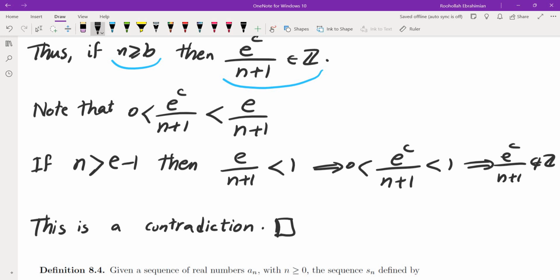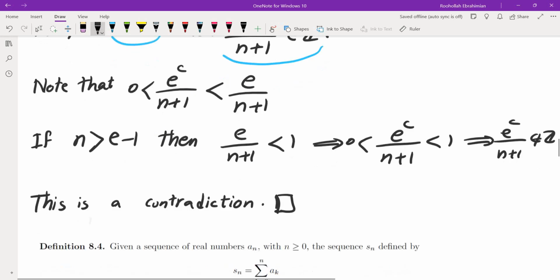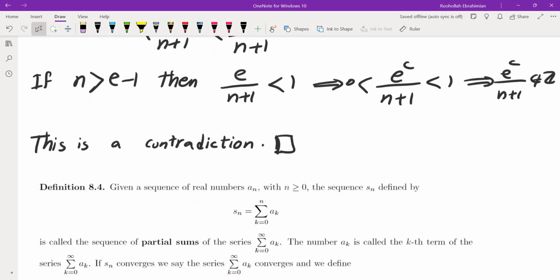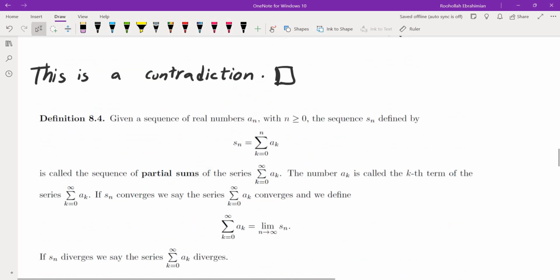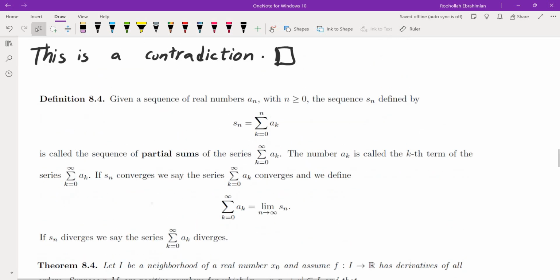Okay, so what we did was we showed that e to the c over n plus 1 must be an integer by clearing the denominators, and then we showed that e to the c over n plus 1 can actually be less than 1 when n is large. So this is an interesting application of what we discussed. We proved the Lagrange Remainder Theorem, and then we used it in a seemingly unrelated topic, which is that e is irrational.